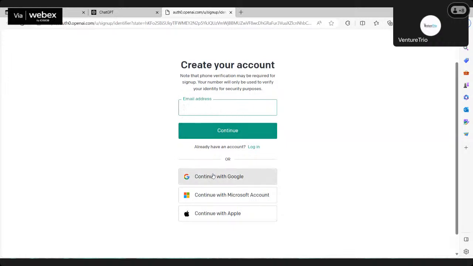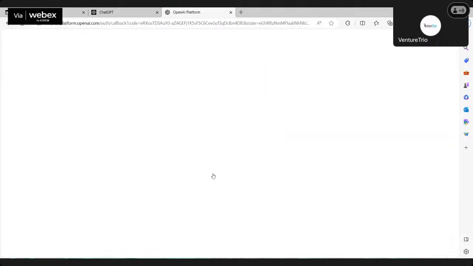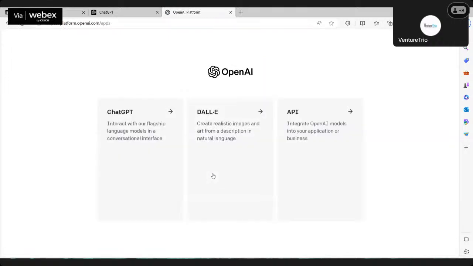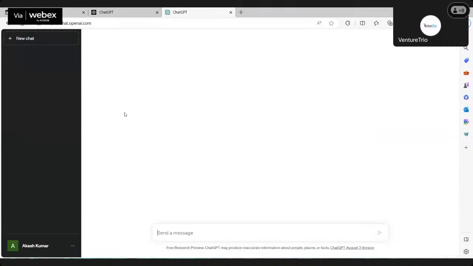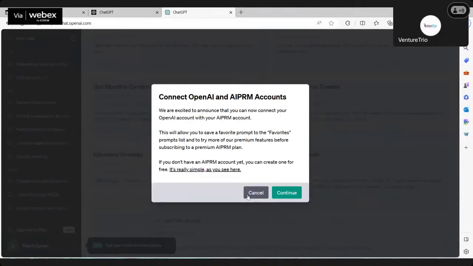Let's click on continue with Google. It will ask what you will use. ChatGPT. Click on ChatGPT. Let's see, it will open. Right?